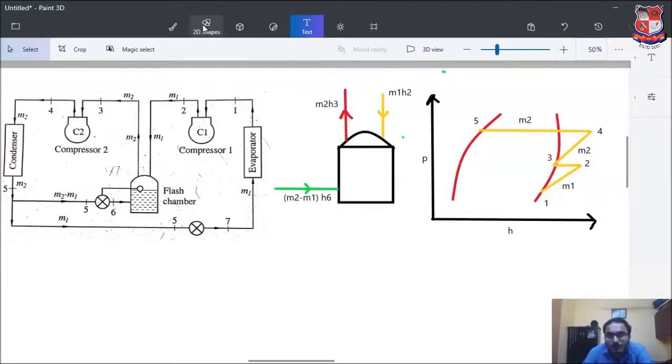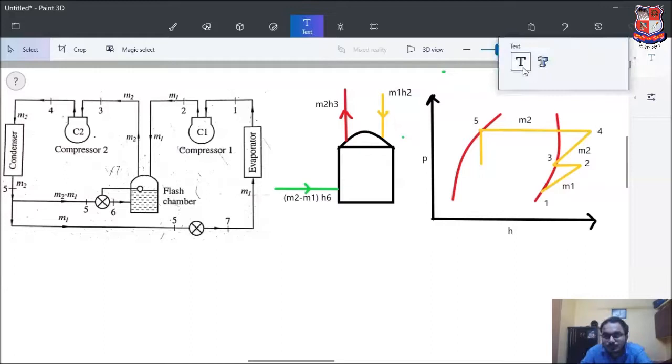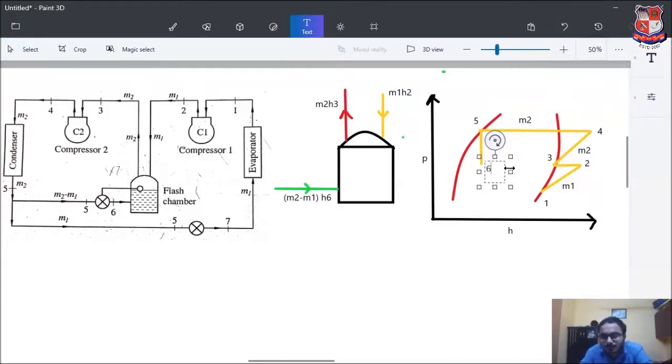So let's say that from 5 to 6, this is the first expansion which is happening from 5 to 6. So this will be our point number 6.